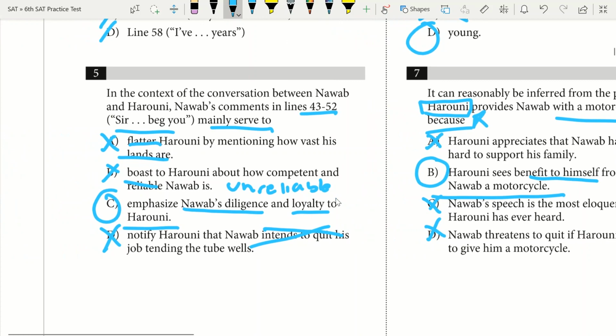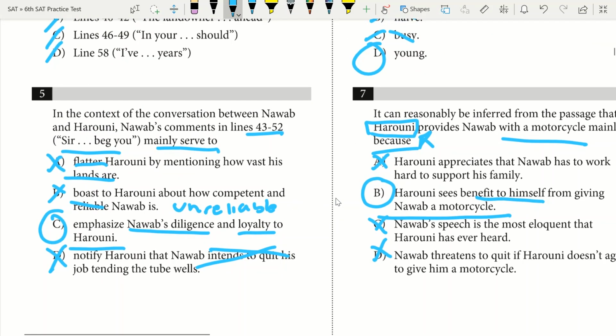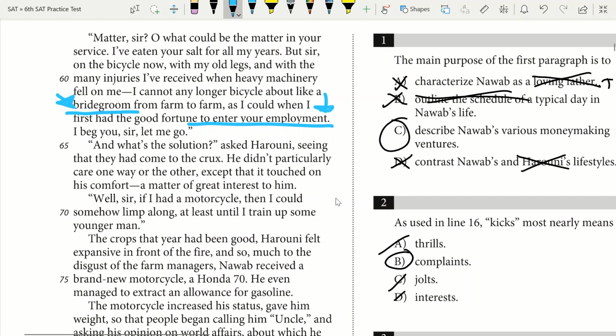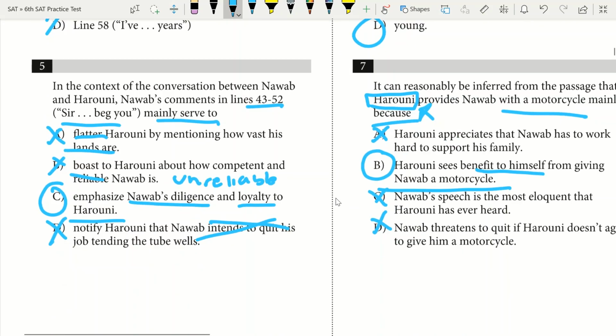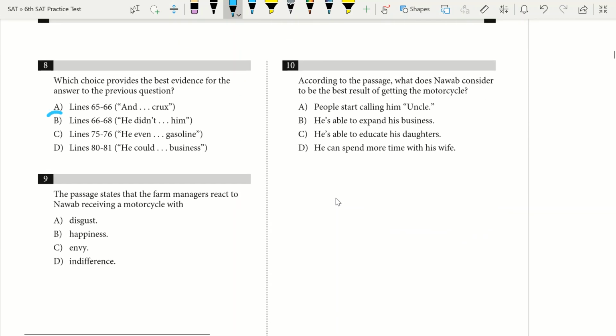If we have an evidence question for the next one, that'd be nice because I already know where the evidence would be. Okay, we do have an evidence question, so I'll go ahead and find that. That's going to be where we talk about how he makes decisions selfishly. Right here, okay, he says he didn't particularly care one way or the other, except that it touched on his comfort, a matter of great interest to him. Really focusing in on this part right here, that his greatest interest is in his own comfort. So that's 66 through 68. So that's going to be my evidence there, 66 through 68. Let's see if we have an answer choice for that. And we see that we do. So that's going to be answer choice B for number 8.